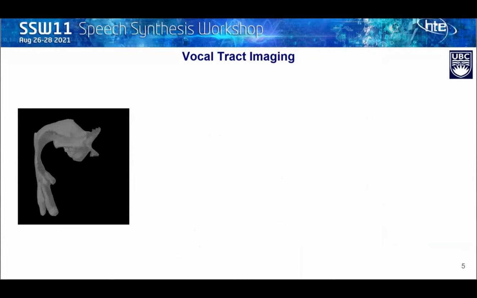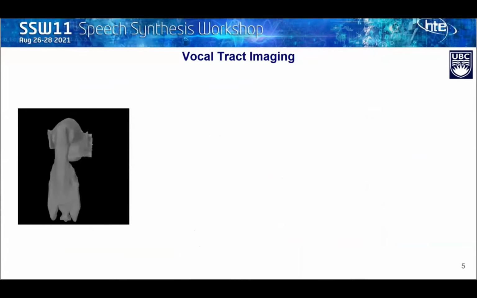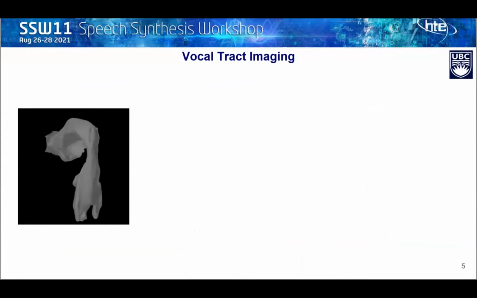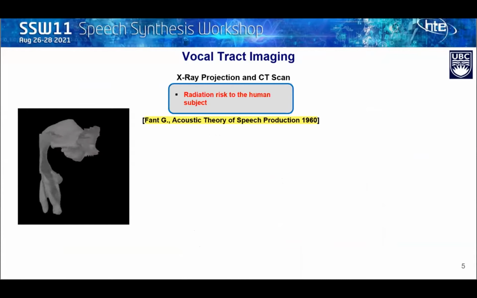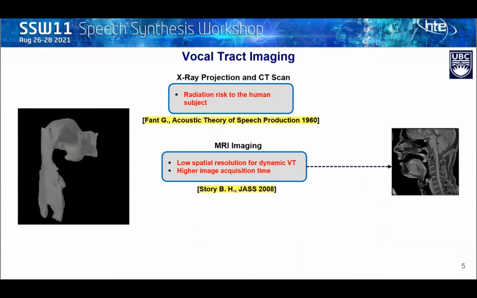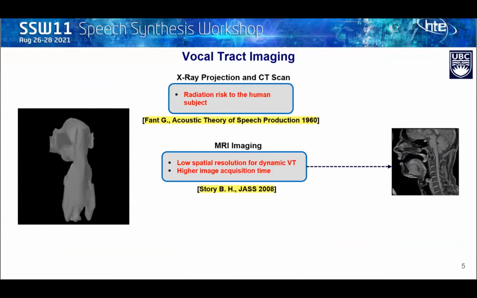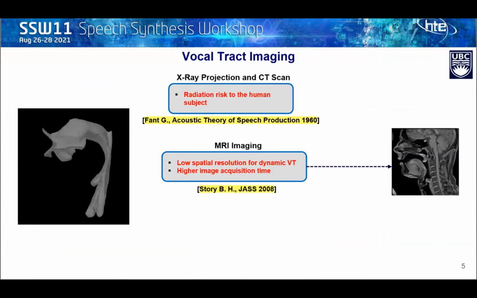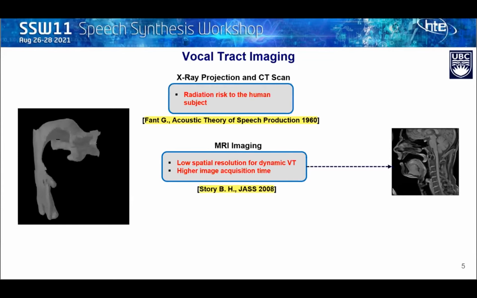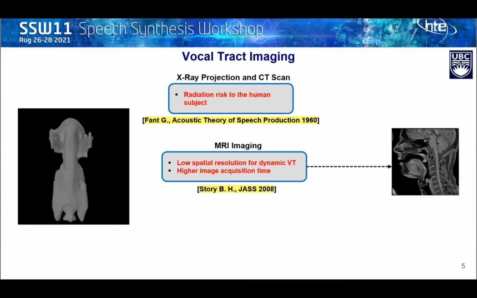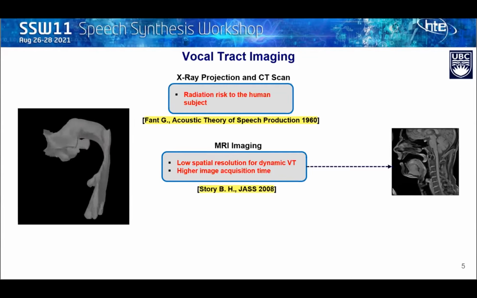In literature, multiple imaging modalities have been adopted to capture the vocal tract and extract its corresponding area function. For example, earlier we used X-ray to image the complete vocal tract. However, it has the radiation risk to the subject being imaged. Currently, we mostly use MRI and in some cases CT scan to track the vocal tract movements. The MRI has the potential to produce high quality images for the static vocal tract. However, its spatial resolution decreases in the case of dynamic vocal tract, as we use real-time MRI or RT-MRI. Moreover, the image acquisition time is very high using these methods.